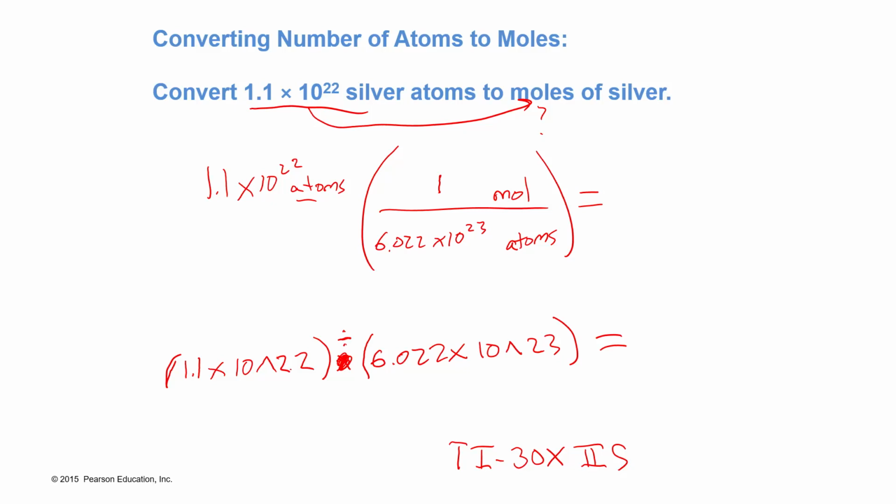So we're going to go ahead and type this in our calculator now. So parentheses 1.1 times 10 caret key 22, close my parentheses, divided by new parentheses 6.022 times 10 caret key 23, close my parentheses, equals 0.0183. Again, I'm going to round to 3 sig figs. And what is my unit? So we crossed off atoms. We are left with mole. Mole. And that's what the problem was asking for. Moles of silver.